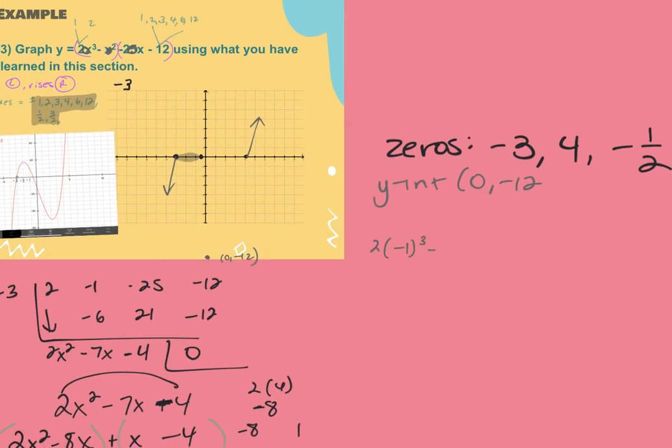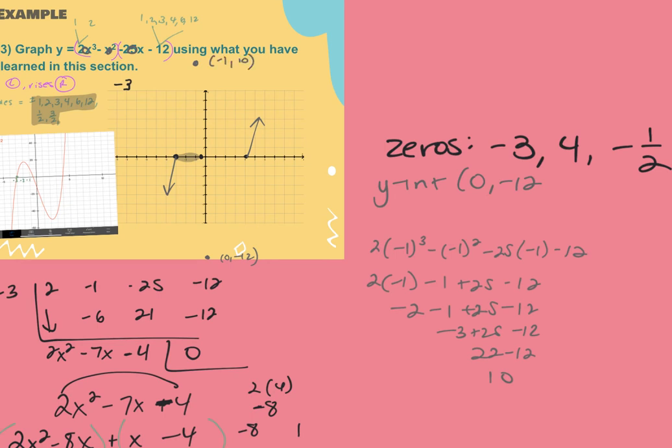2 times -1 to the third, minus -1 squared, minus 25 times -1, minus 12. 2 times -1, minus 1, plus 25, minus 12, and I get +10. Again, not on my graph, but I'm going to plot as high as I can go: (-1, 10). Now I know my graph comes up to there. It's going to have to turn around and come back because it's got to cross through the -1/2 and go all the way down to -12. And then it's going to turn around and come back up and cross through +4.